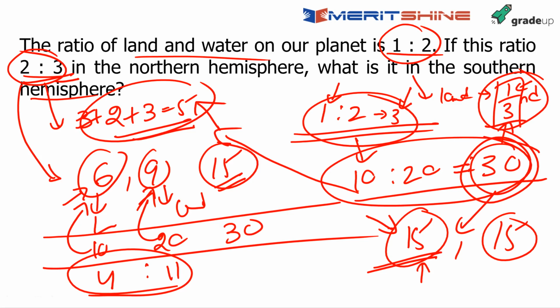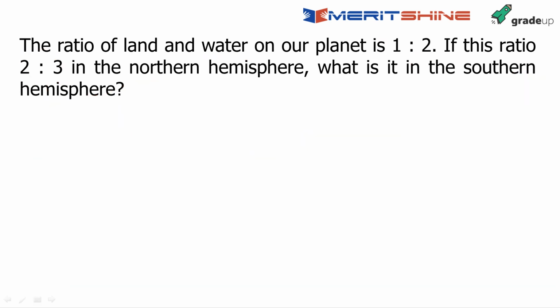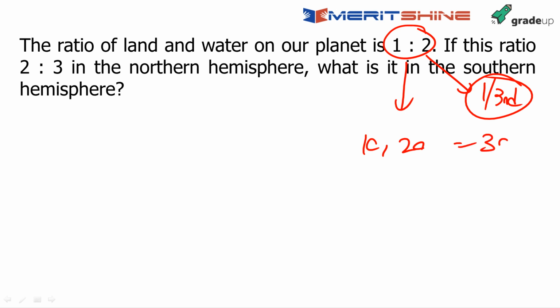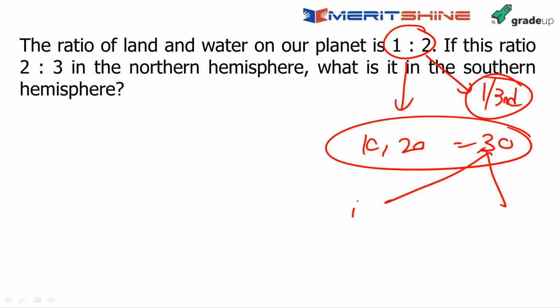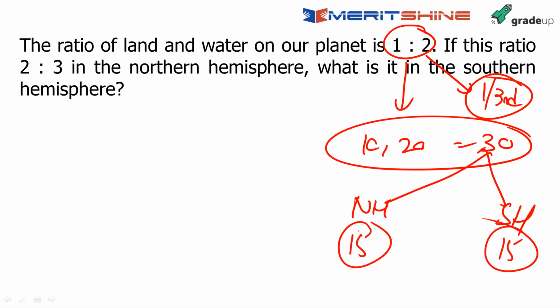For example, when I look at this, I realize that this is talking about 1/3. So when it's talking about 1/3, I have to take a unit like that. I take numbers like 10, 20, they add up to 30. If this is 30, this is the northern hemisphere and this is the southern hemisphere. I do this mentally only. So this would be 15 units and this would be 15 units, which gives me numbers in which I do not have to deal with decimals.